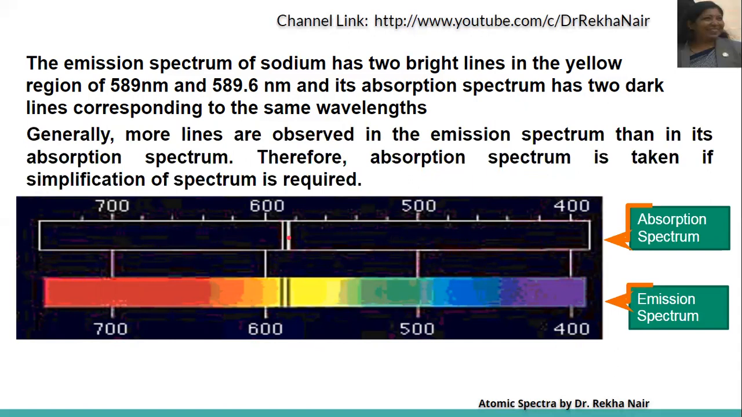So in the absorption spectrum and emission spectrum, the lines we get in the absorption spectrum are at the same place as that of the emission spectrum. Generally, more lines are observed in the emission spectrum than in the absorption spectrum. So we generally use absorption spectrum for the simplification of the spectrum.